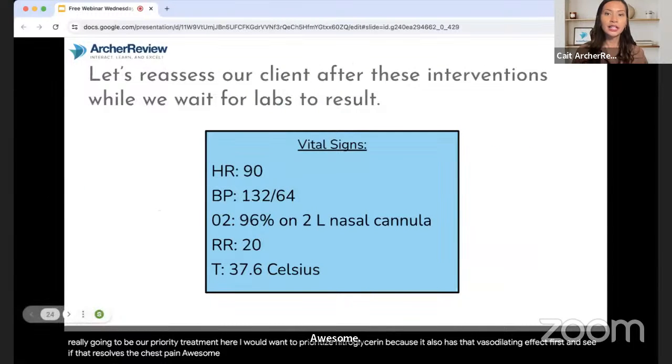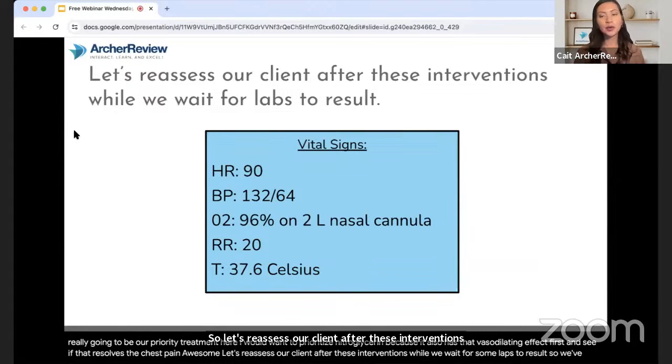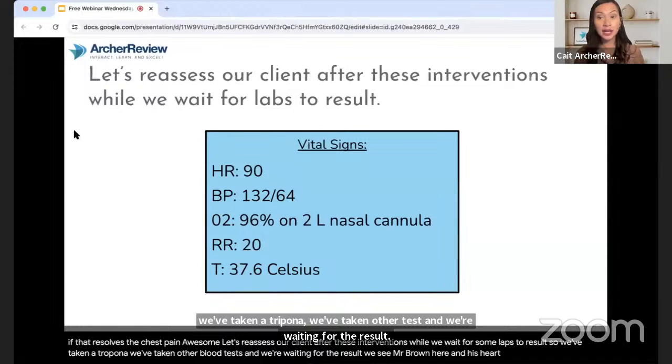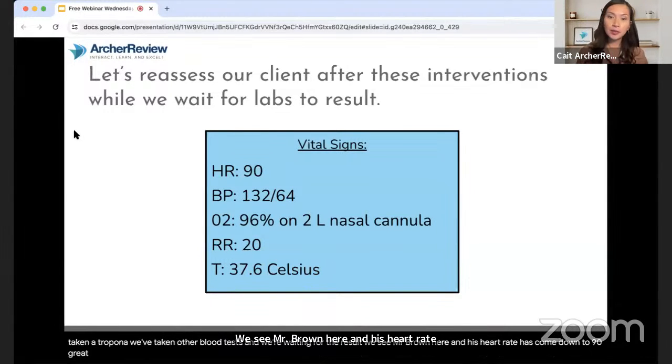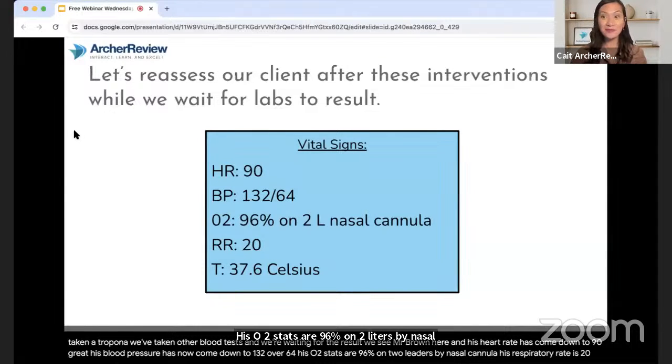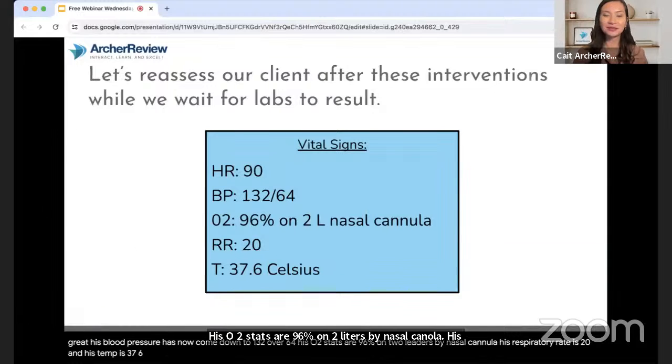So let's reassess our client after these interventions while we wait for some labs to result. So we've taken a troponin, we've taken other blood tests, and we're waiting for the result. We see Mr. Brown here, and his heart rate has come down to 90. Great. His blood pressure has now come down to 132/64. His O2 sats are 96% on 2 liters by nasal cannula. His respiratory rate is 20, and his temp is 37.6.